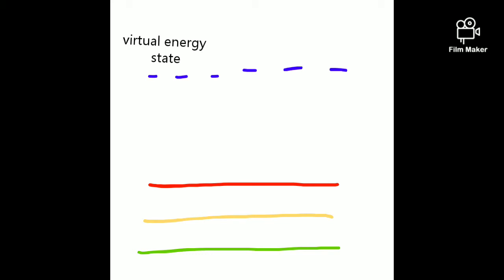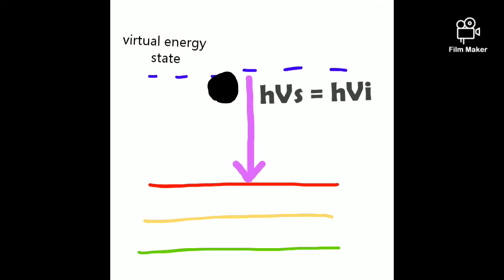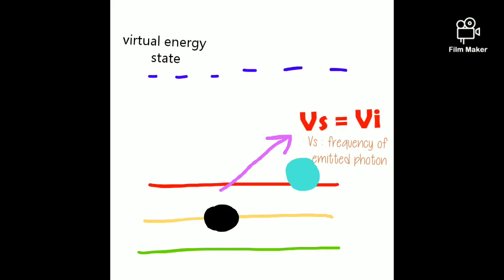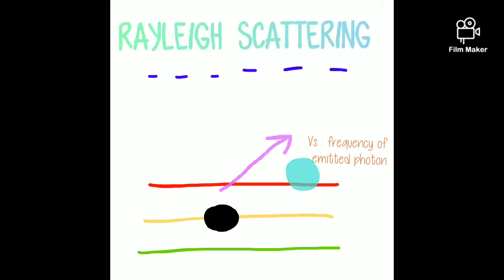The electron then falls back to an energy level by losing energy. If the energy loss equals the energy of the incident photon, the electron falls back to its initial vibrational level and in this process emits another photon. Since the energy loss is equivalent to the energy of the incident photon, the released photon has the same frequency as the incident photon. As the frequency is the same, Rayleigh scattering occurs.